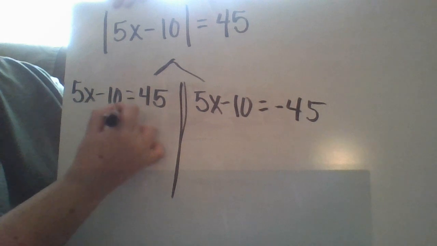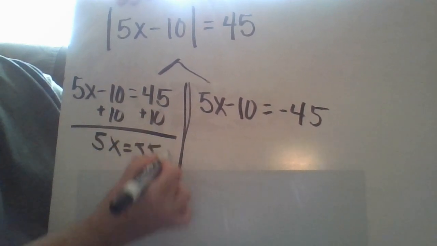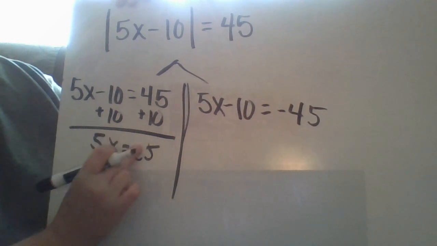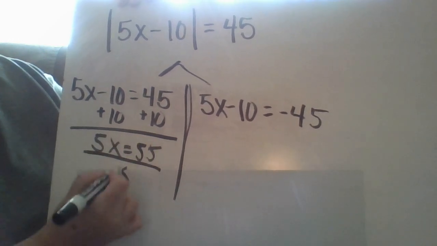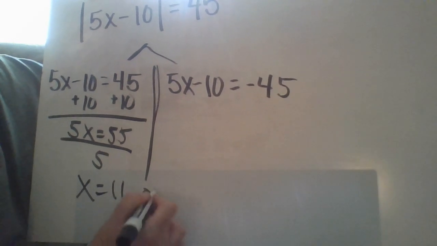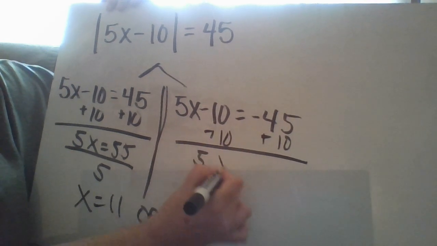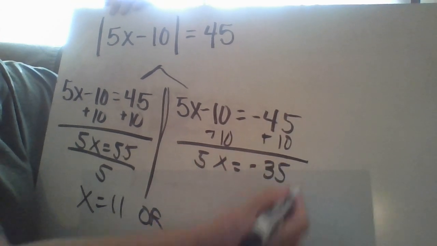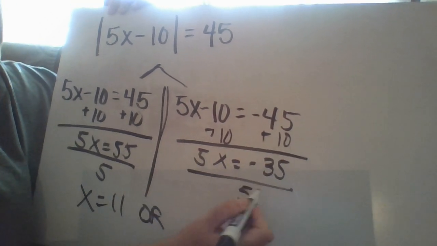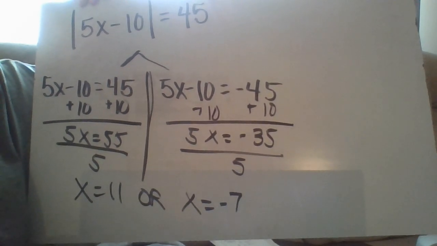And then we solve it as though it's two separate problems. So I'm going to add 10. 5x equals 55. And then I'm going to divide both sides by 5 to say x equals 11. Or I'm going to add 10. 5x equals negative 35. And divide by 5 so x can also equal negative 7.